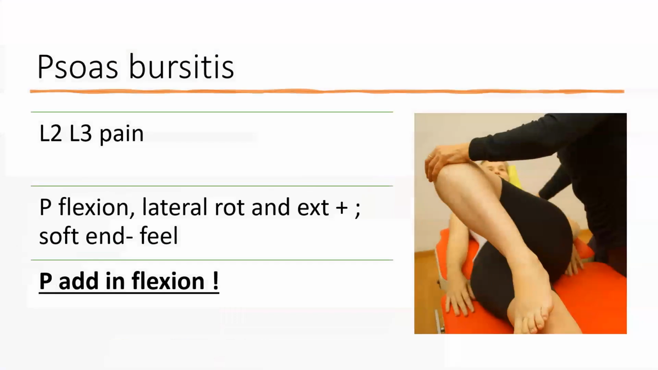So the patient is going to have pain in the L2, L3 dermatome, so the groin, anterior leg. Passive flexion is painful, lateral rotation and extension are painful with a softer end feel, but the main positive test is the passive adduction we perform from 90 degrees flexion. This is really the #1 test. This lesion reacts really very well on infiltration.